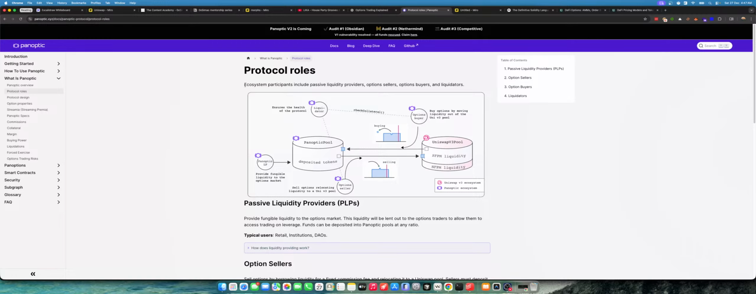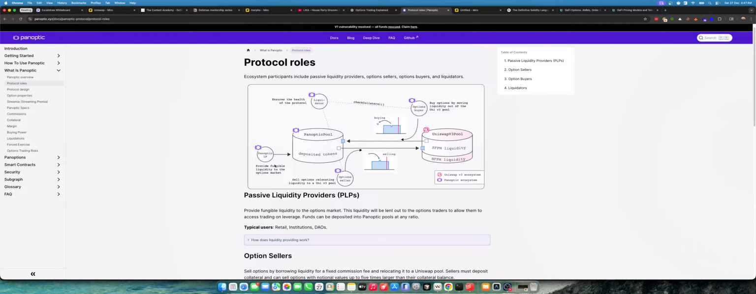Ecosystem participants include passive liquidity providers, option sellers, option buyers, and liquidators. Okay, let's start from here. Provide liquidity to the option market. This is the Panoptic pool, and LPs just deposit tokens here. And what is this? Sell options, relocating liquidity.